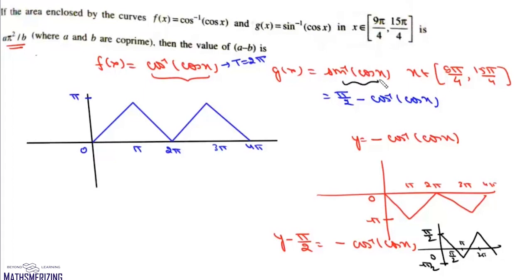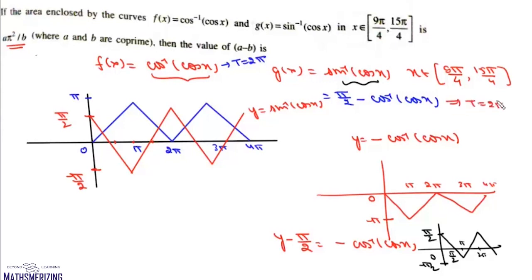So we'll draw the graph of sine inverse of cos x. So this is pi by 2 and this is minus pi by 2. This is pi by 2, pi, 3 pi by 2 and 2 pi. That is the graph of y equals sine inverse of cos x. Now this is minus pi by 2 and this is plus pi by 2. Now this function again is a periodic function with the period 2 pi.